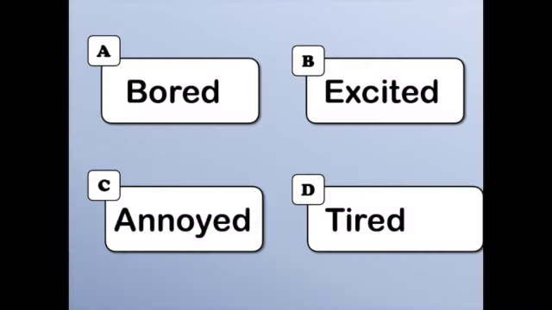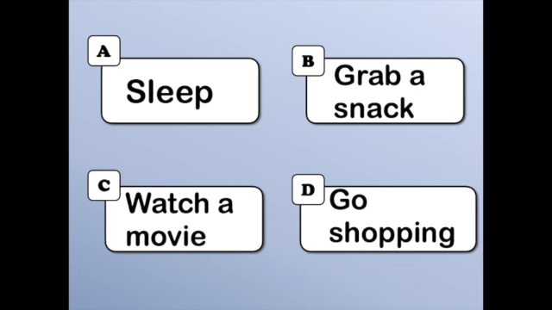Question number 2. What is the child's reaction to the size of the airport? A, bored. B, excited. C, annoyed. D, tired. Question number 3. What do they plan to do before the flight? A, sleep. B, grab a snack. C, watch a movie. D, go shopping.